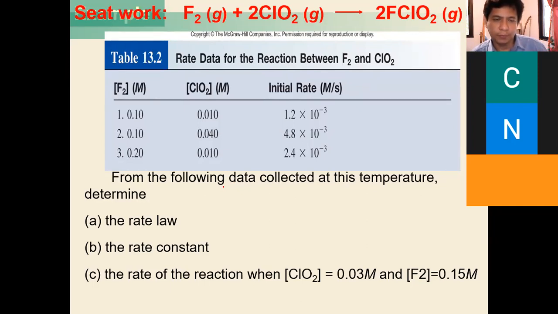I'm going to make the bin later. Try to solve this problem. Hanggang rate law lang naman tayo kanina. So solve nyo ulit. Find the rate constant and then the rate of the reaction when chlorine dioxide is equal to 0.03 molar and chlorine gas is equal to 0.15 molar. Practice.